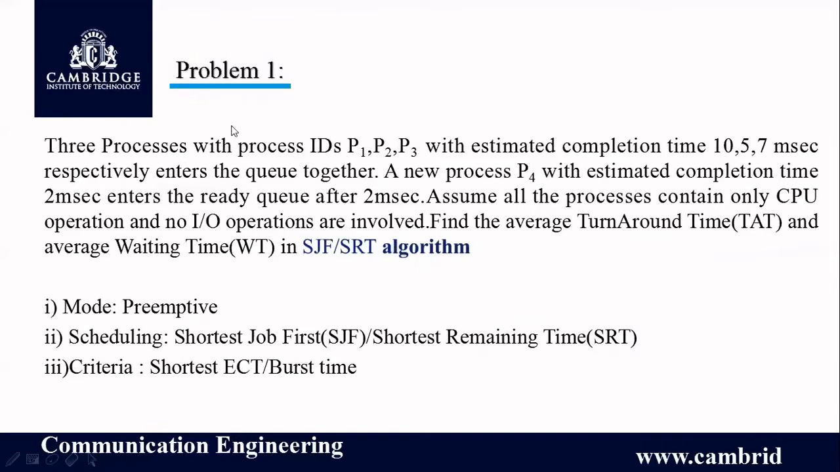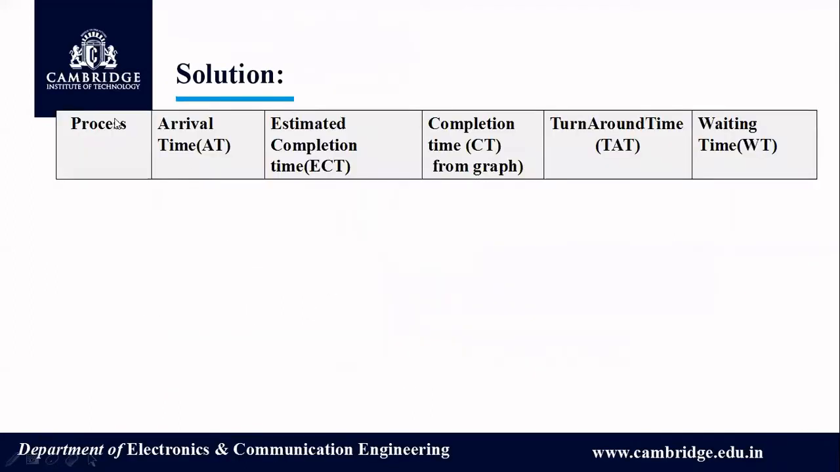So given any problem statement, you need to make note of three important points. That is the mode that has been asked for operation, and the mode here is preemptive. The scheduling algorithm that you want to apply is the shortest job first or the shortest remaining time algorithm, and the criterion for this particular algorithm is that the process with the shortest ECT or burst time is chosen for execution. Based on the problem statement, we need to first tabulate these values.